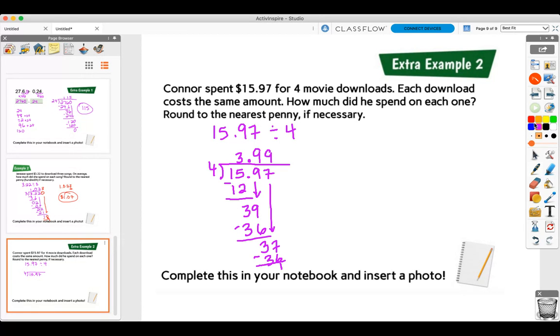1. And just like the last problem, remember, we need to see if that 9 is going to be bumped up or not over here. So you're adding a 0 here and then bringing that 0 down. 4 goes into 10 2 times. So this 2 over here, does that bump up that 9, or does it keep that 9 there? In this case, the 9 stays because that 2 is below 5. So your answer is going to be $3.99.